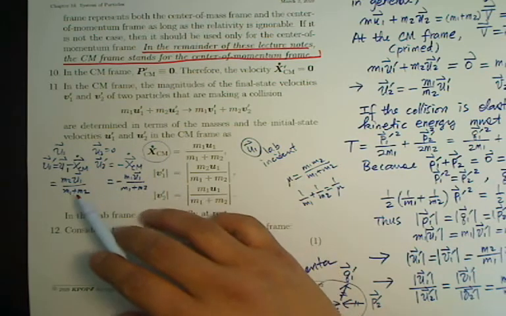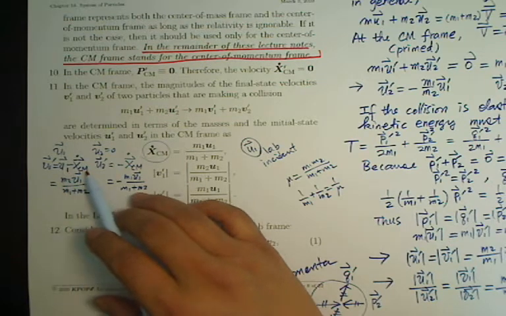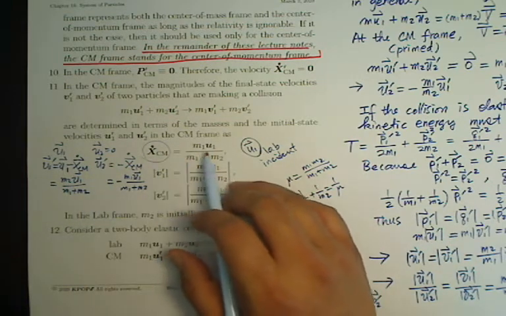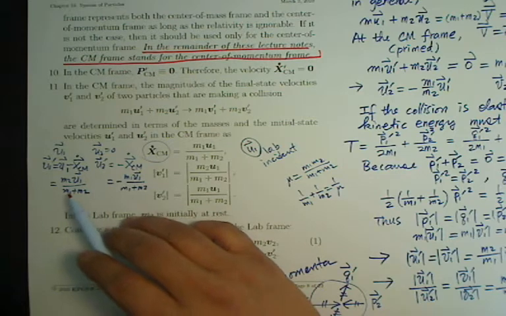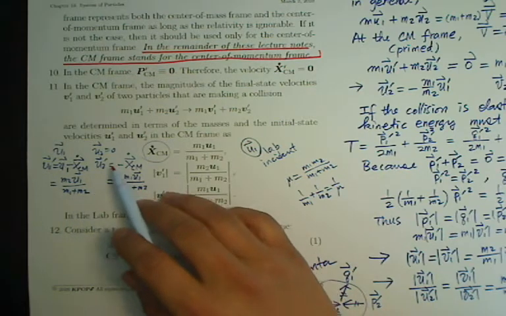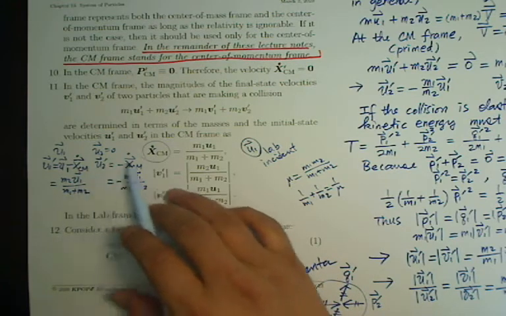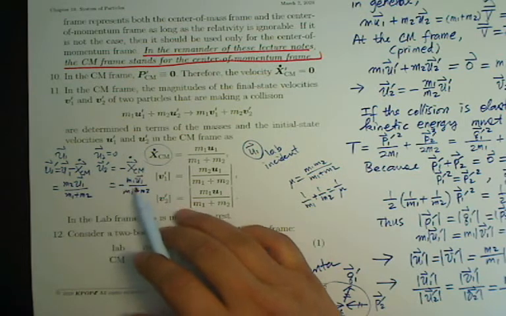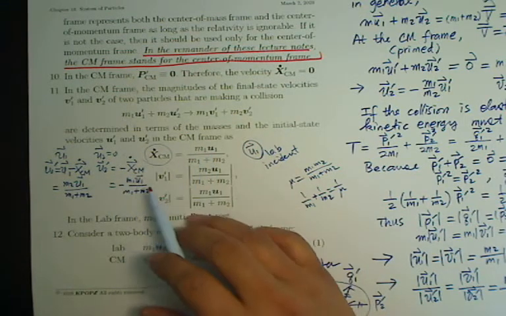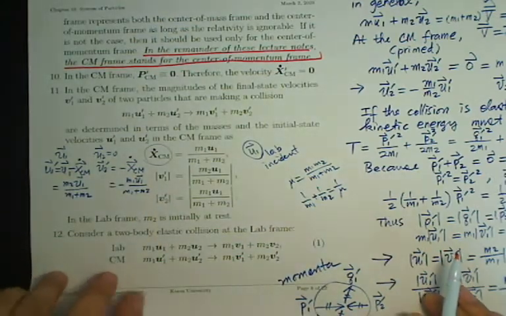The result is U1 prime is M2 U1 over M1 plus M2. And U2 prime is opposite. These two are opposite at the center of mass. We have a negative sign, and M1 U1 over M1 plus M2. Okay.